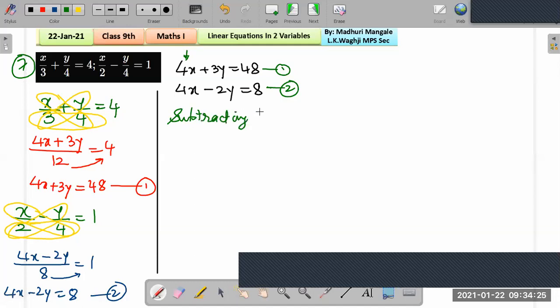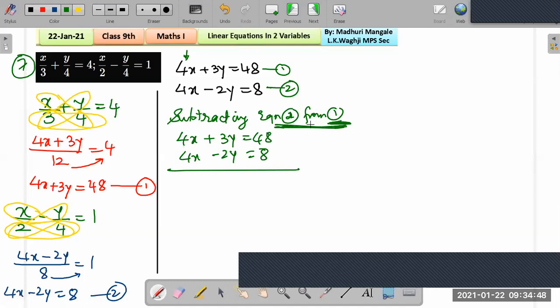So subtracting equation 2 from 1. When I say equation 2 from 1, that means you have to write equation 1 first. So equation 1 is written on top, and then you write equation 2 below it. So 4x minus 2y equals 8. The order matters when we are subtracting. Fine. And subtracting means what? We have to change the signs. Very important step. So plus will become minus. This minus will become plus. This plus will become minus.